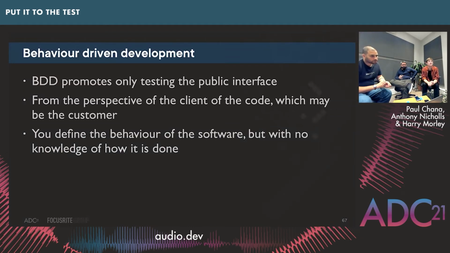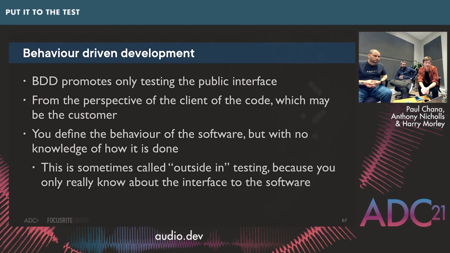The idea, partly to do with abstracting away the implementation detail, is you're just defining how the software is to behave, but not actually how it's done. It's not saying, when I do this, it needs to go off and set this thing and then set this thing. You're just saying, when I do this, this thing changes, and you ascertain that from the public interface of your class. You're going from the outside in, because you only really know about the interface. You don't know how the thing is carried out.